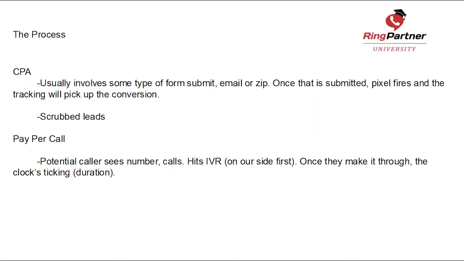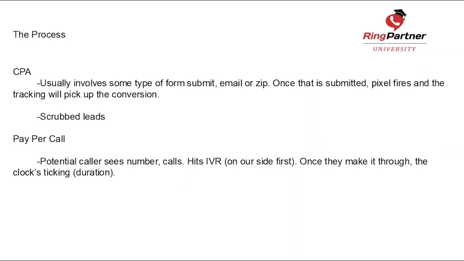Like I mentioned before, CPA usually involves some kind of form, submit, email, or zip, something like that. I'm sure this is different from when I was in it. I'm sure something has changed. But basically, once that is submitted, there will be a line of code that fires. We used to do pixel-based tracking, and that will pick up the conversion. So the idea is that distribution partners will get their own unique link from a network, and they'll place that on their landing page or whatever. Basically what you're trying to do is get that little pixel to fire. That's kind of how that tracking works.